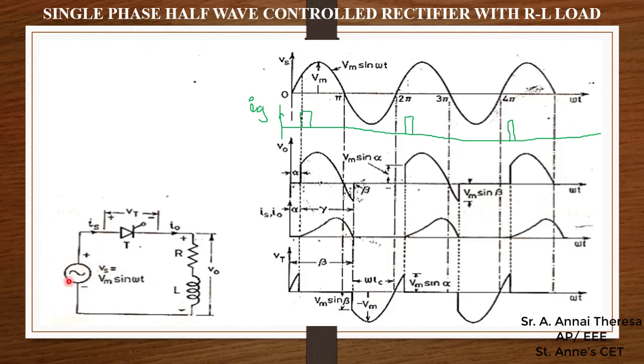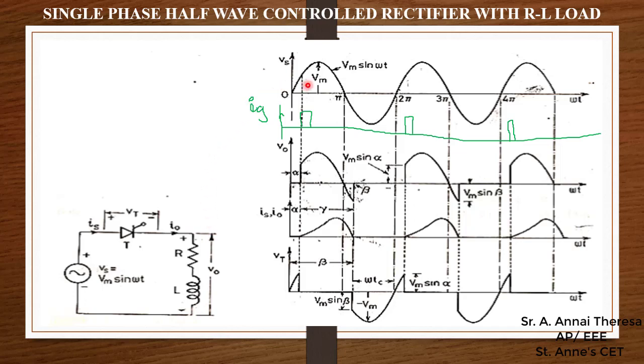So this is the AC input. The AC input is given to this thyristor. During the positive half cycle, the thyristor is forward biased, but it will not conduct. When we give the gate current, there will be conduction of the thyristor. When it conducts, the output voltage appears across the load. So this is the simple working of single phase half wave controlled rectifier with RL load.